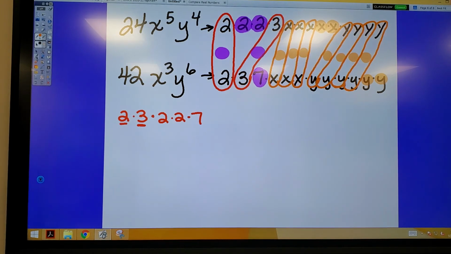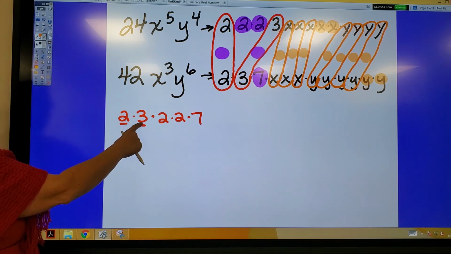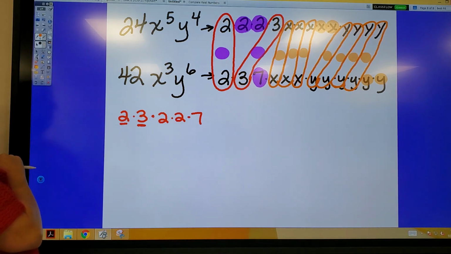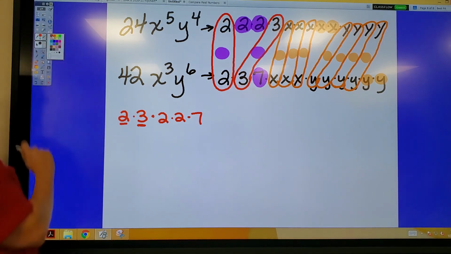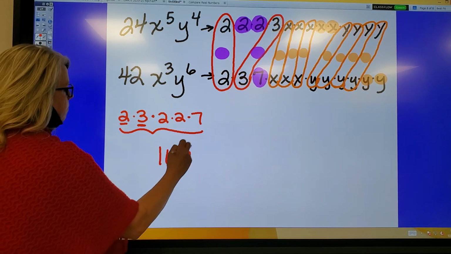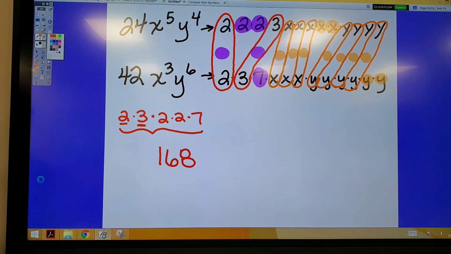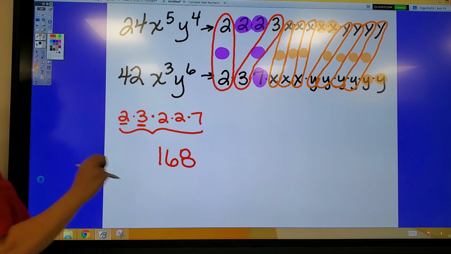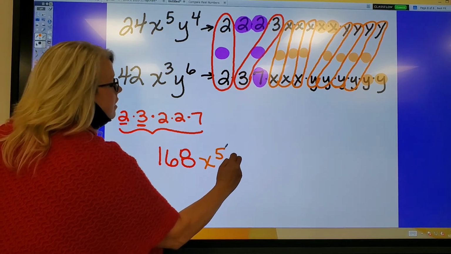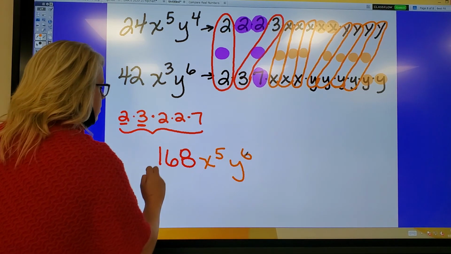Alright, so for your coefficient, you should have had a 2 and a 3 that they had in common, and then a 2, 2, and 7 that they didn't have in common. So did anyone multiply that together and get what the coefficient is for this? 168, very good. Alright, and then as far as your variables are concerned, they have 3 x's in common and 2 that are by itself. So how many total x's is that? 5. And then for your y's, they have 4 y's in common and 2 by themselves, so that's a total of 6. And you're finished.